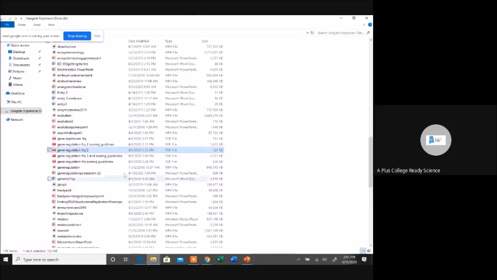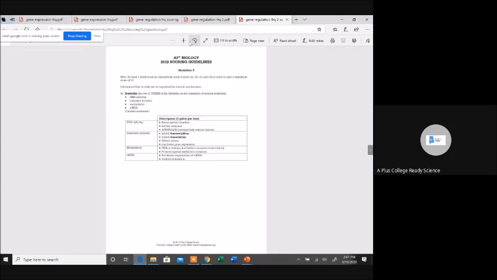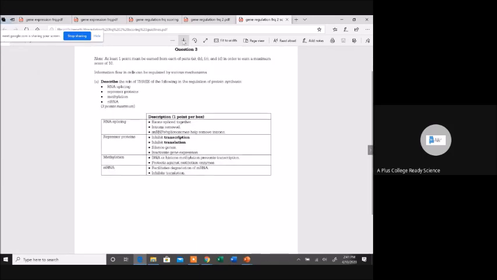Let's go ahead and talk about B. Information flow can be altered by mutation. Describe 3 different types of mutations and their effects on protein synthesis. Tell you what, I'm going to pull up the rubric on this one because I think I can get through this faster by looking at the grading rubric. All right, so here we go. Let's look at part A.